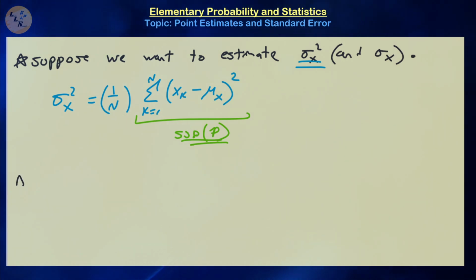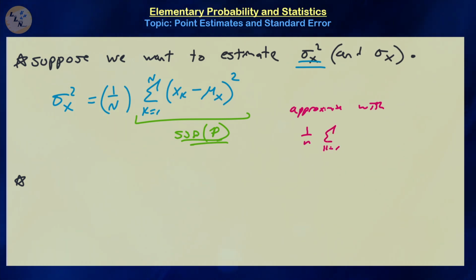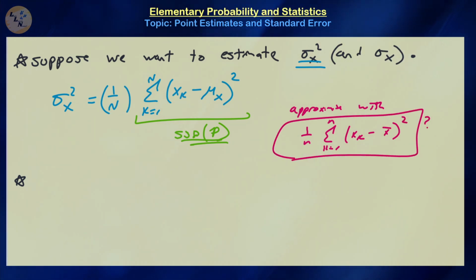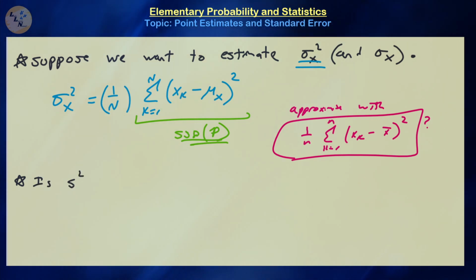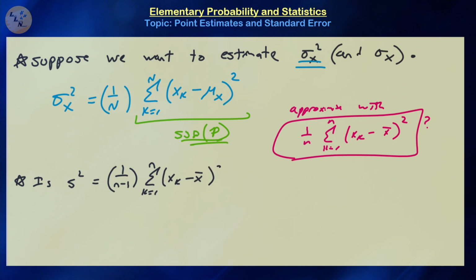So if this is the thing that we want to estimate, one could ask, well, maybe we can approximate it with the thing, let's call it 1 over n times the sum from k is equal to 1 to little n of xk minus x bar squared. So why don't we use this particular object? Because we know that this is not the formula for the sample variance. Actually, the variance formula is going to be equal to 1 over n minus 1 times the sum from k is equal to 1 to n of xk minus x bar, the quantity squared.